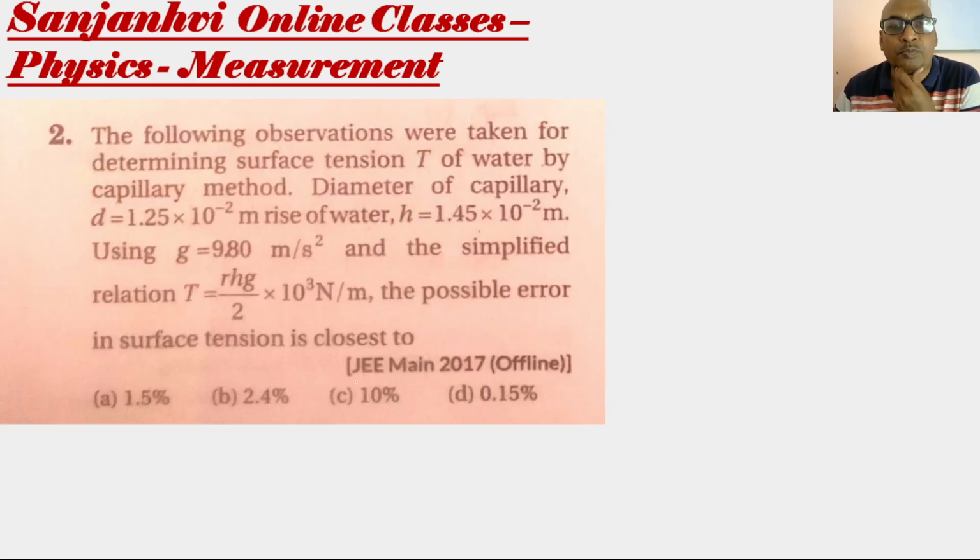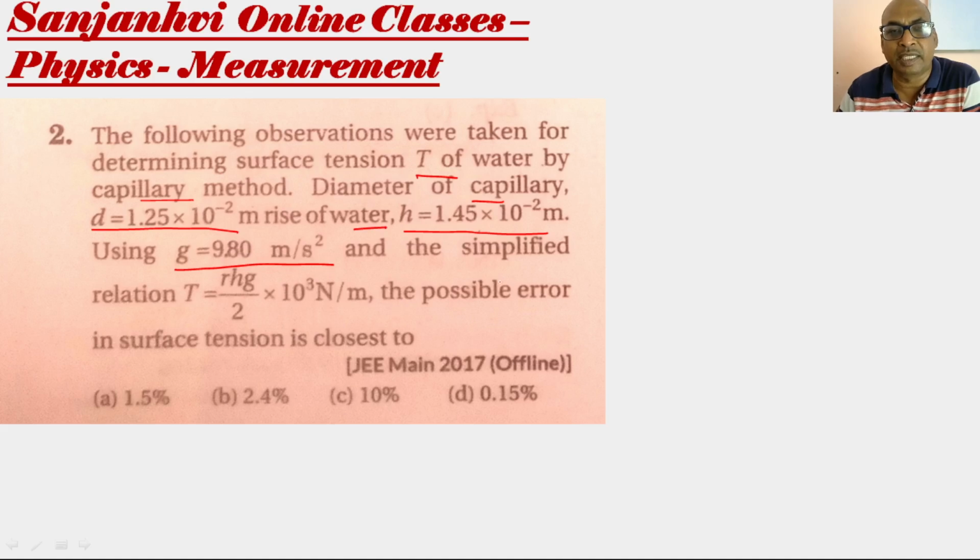Now question number 2. The following observations were taken for determining surface tension T of water by capillary method. Diameter of capillary D is equal to 1.25 into 10 power of minus 2 meter. Rise of water height is also given, 1.45 into 10 power of minus 2 meter, and using g is equal to 9.80 meter per second square, which is constant.